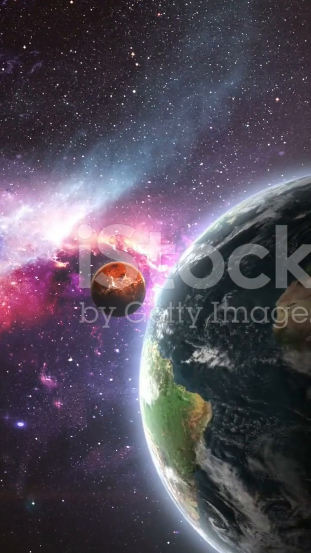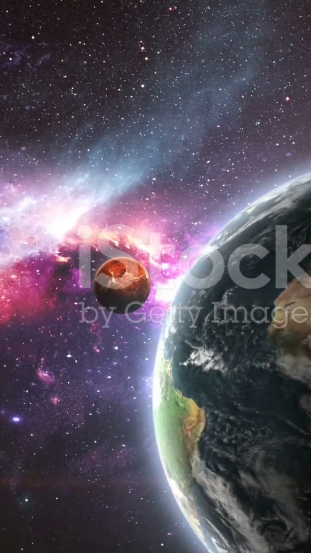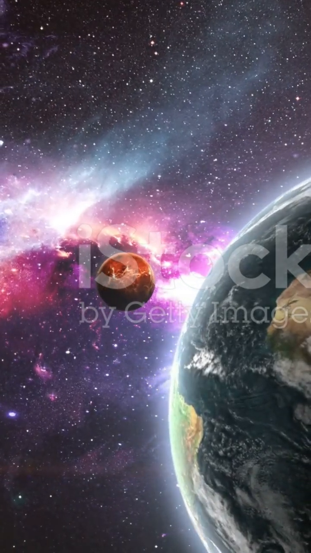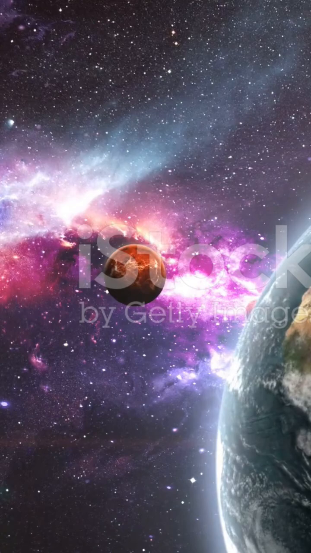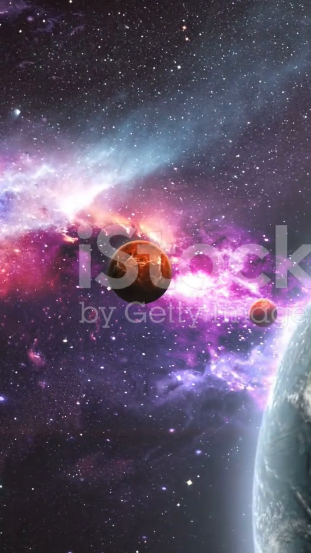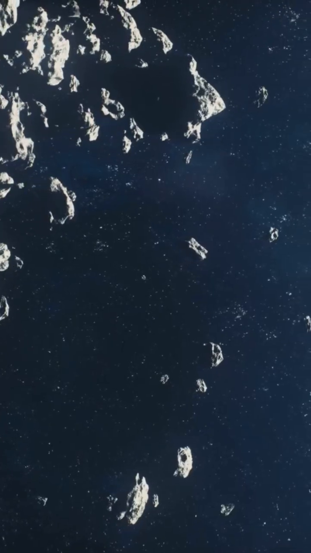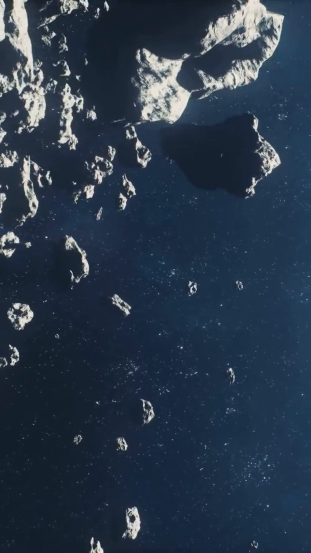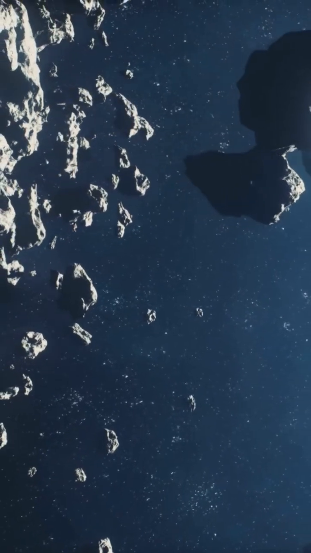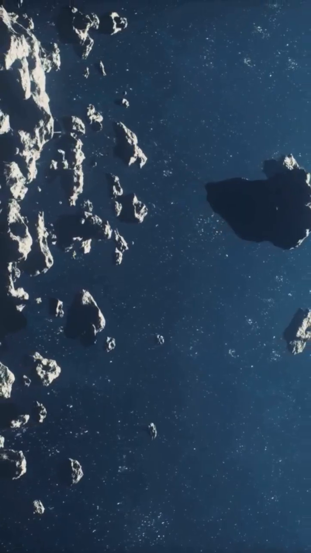Orbiting our Sun are 8 incredible planets. First, the rocky inner worlds: scorching Mercury, veiled Venus, our vibrant home Earth, and the rusty red planet Mars. Beyond Mars lies the asteroid belt, a fascinating collection of rocky remnants, each a silent witness to our solar system's ancient past. Then come the gas giants.